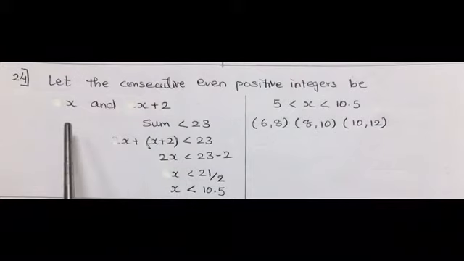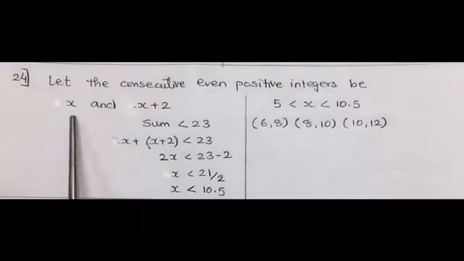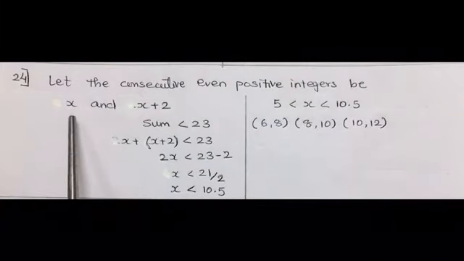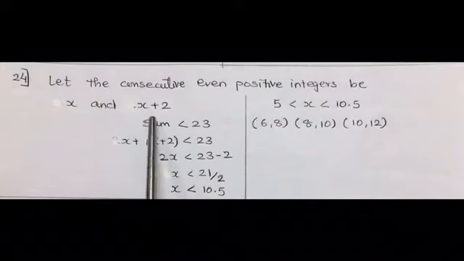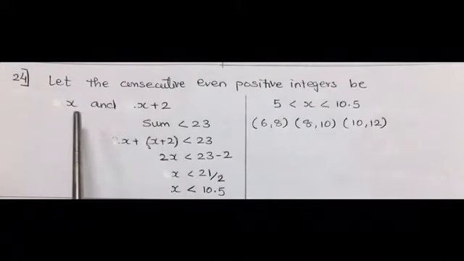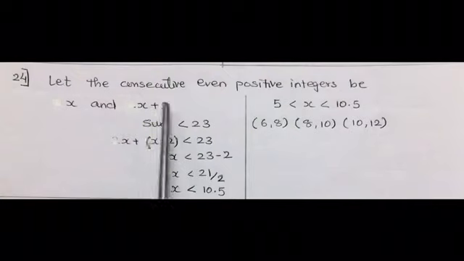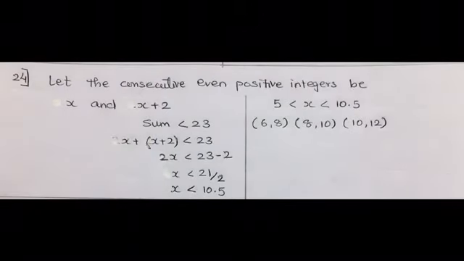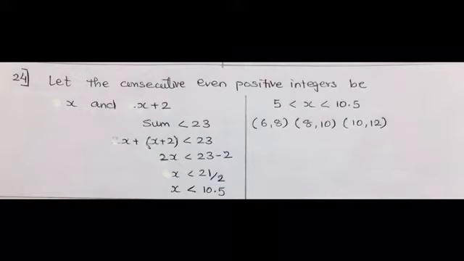Now the way we assumed odd, the same way even will be assumed here. If the first even is x, the next one will be x plus 2. Reason: between both the evens there is a difference of 2. Sum is less than 23, given. So adding x plus x plus 2 less than 23, we get 2x less than 21. So x becomes less than 21 by 2. So x is less than 10.5.